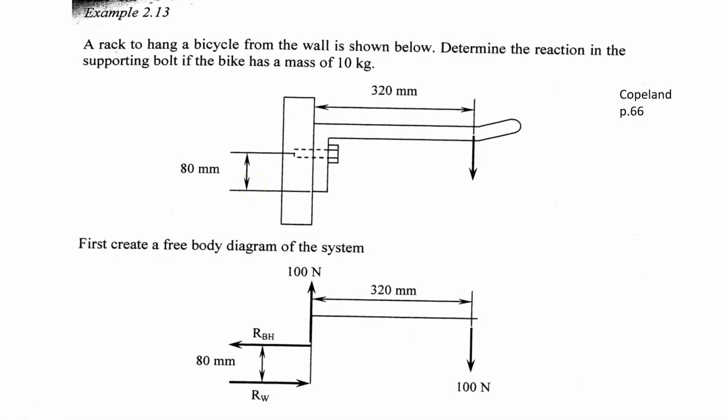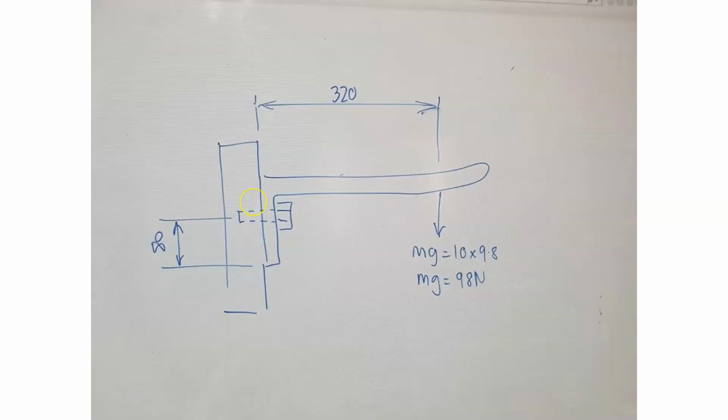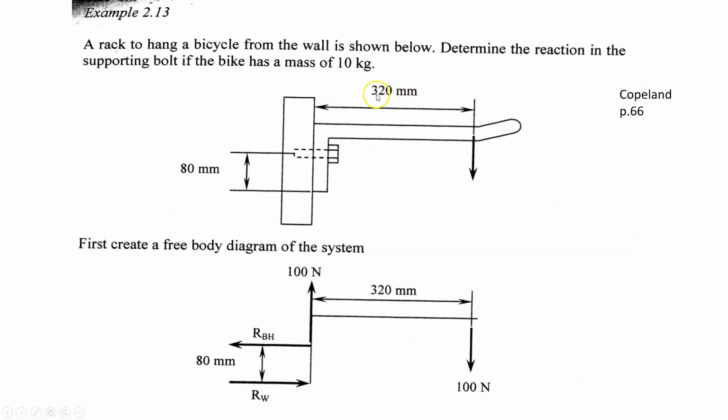Copeland has another question on page 66. Let's go through that one. In Copeland's question on page 66, we have a bracket that is 320 millimeters long to the point where the weight is being applied, and the distance from the point at this bottom corner and the bolt is 80 millimeters. That's the information you need to know.